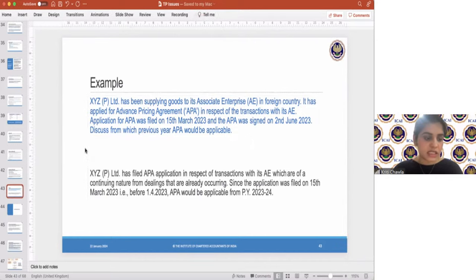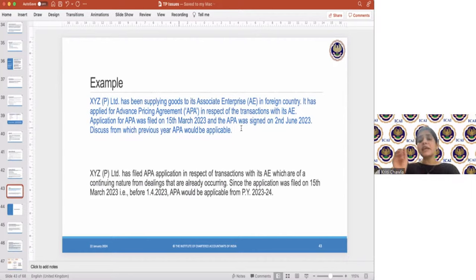Okay, so let's take this example again. There is someone called XYZ Private Limited. Now, this XYZ Private Limited is supplying to its AE in a foreign company. They have applied for APA in respect of this transaction with its AE. The application for APA was filed on 15th March 2023, and APA was signed on 2nd June 2023. Discuss from which previous year APA would be applicable.